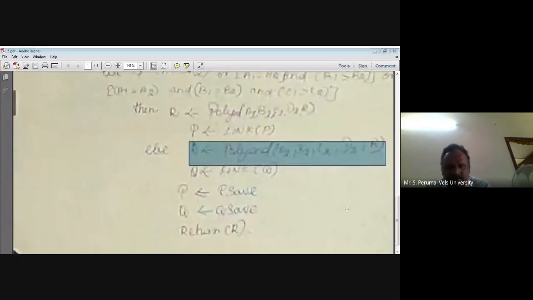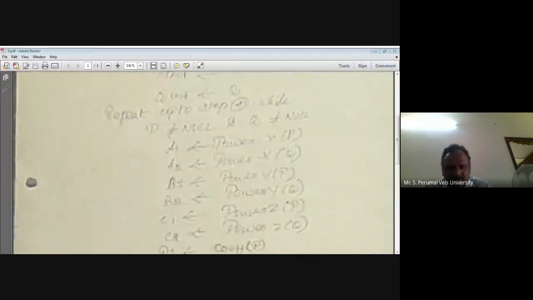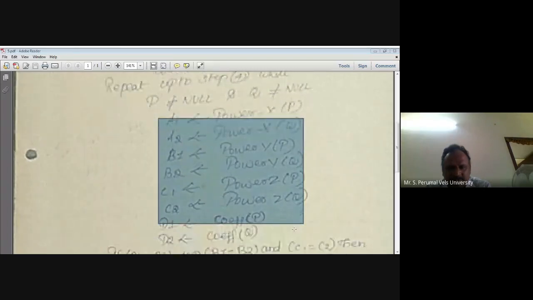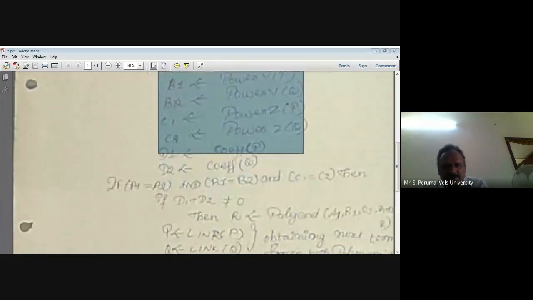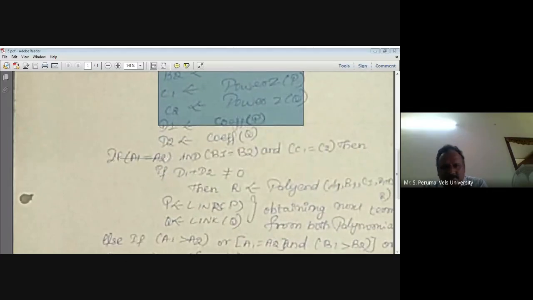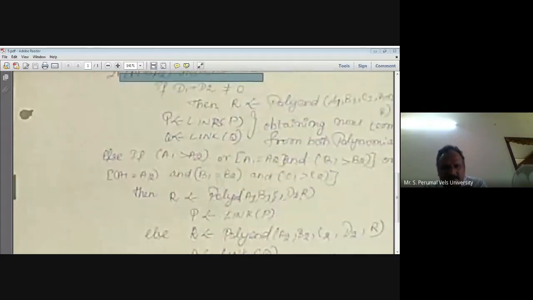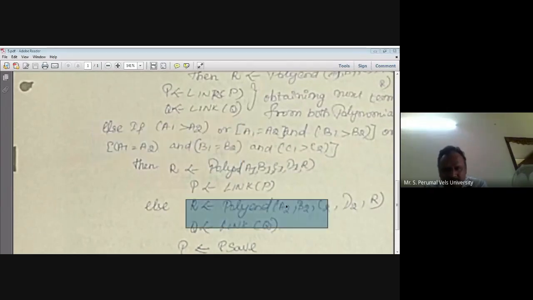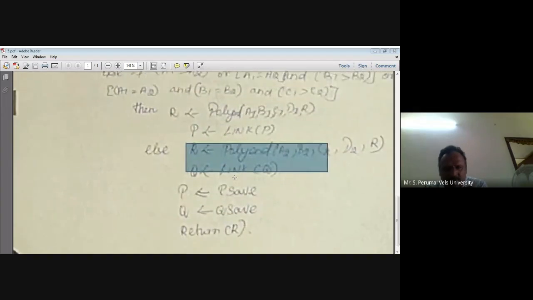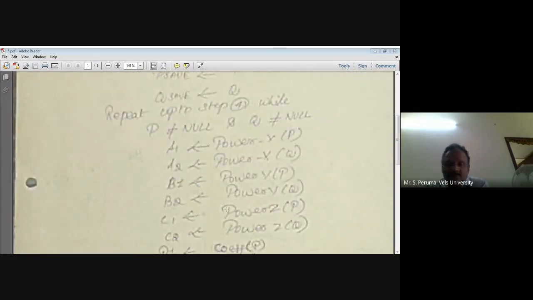Okay. Logic. These are the values for the coefficient and power values: A1, A2, B1, B2, C1, C2. All the values, then these two constraints alone. Equal values are in the first polynomial. Or else, depending on the constraint, it is the first polynomial or the second polynomial. With an example it will be easy to sort out.